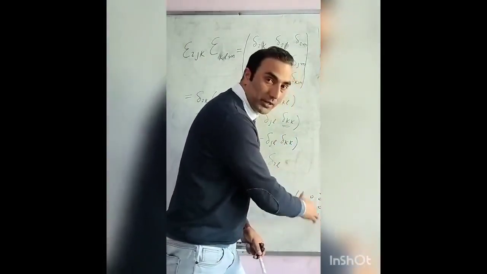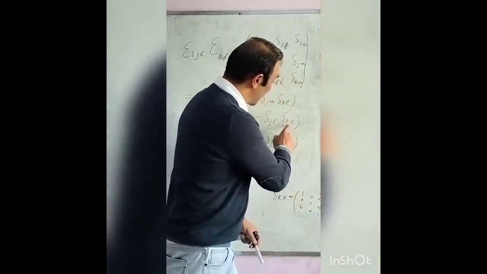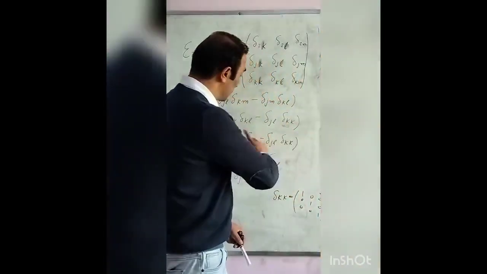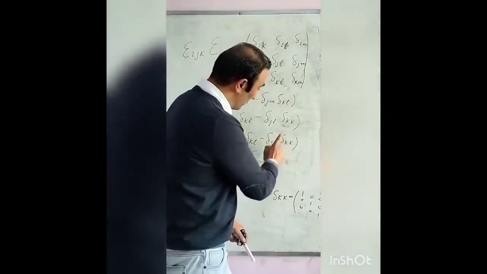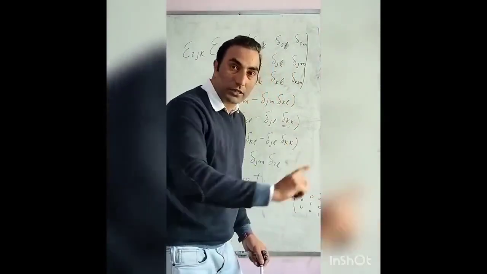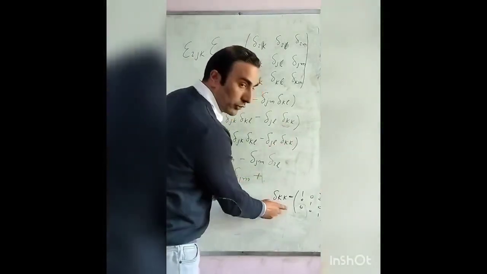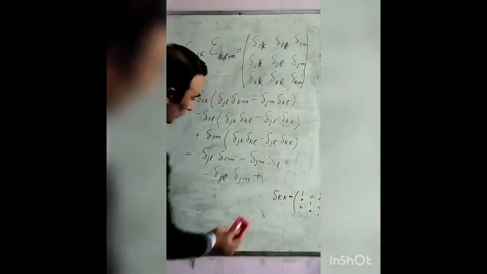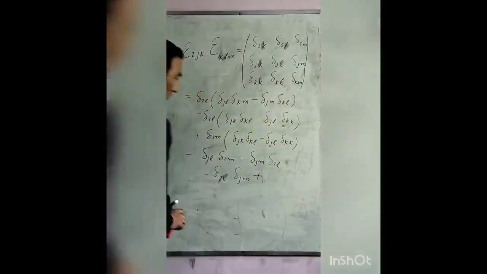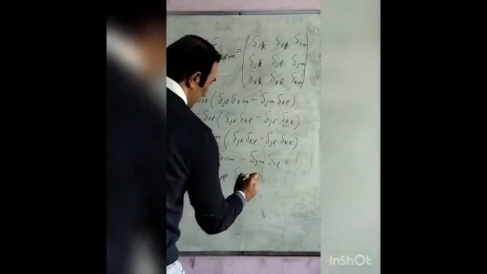So it will be equal to 1, and the rest will be 0, because it is kk. But you have to take the summation of this. So it will be 1 plus 1 plus 1, which is 3 times. So instead of this delta kk, you write 3 here.